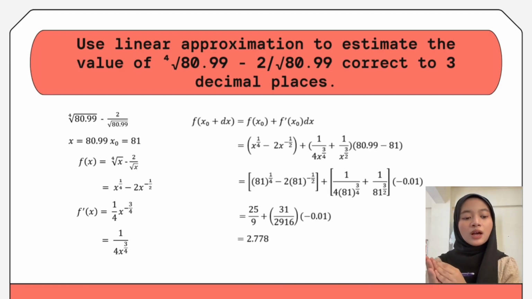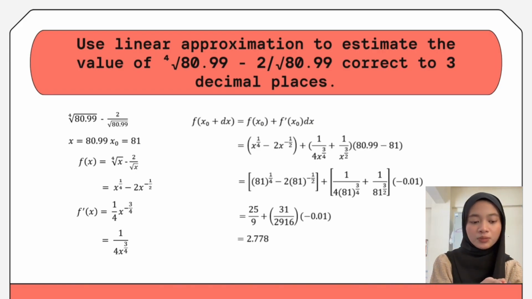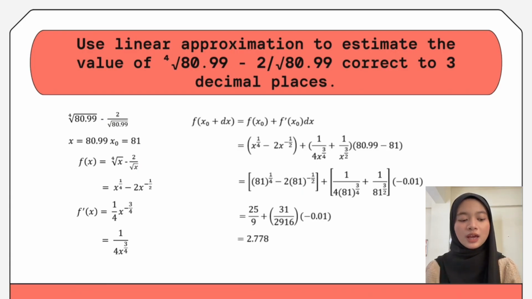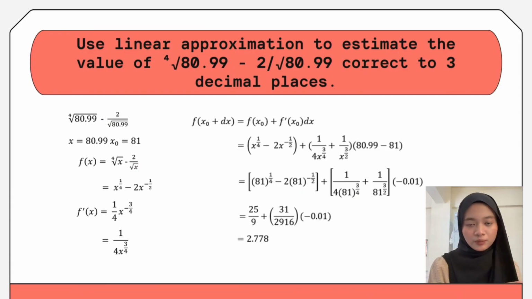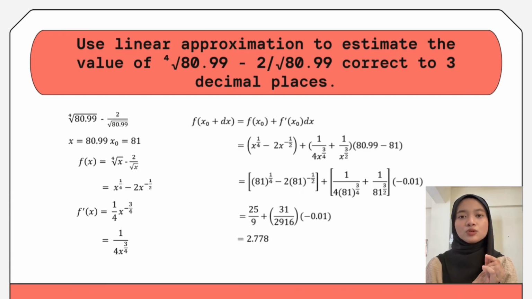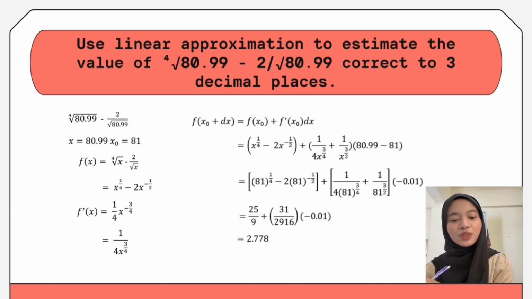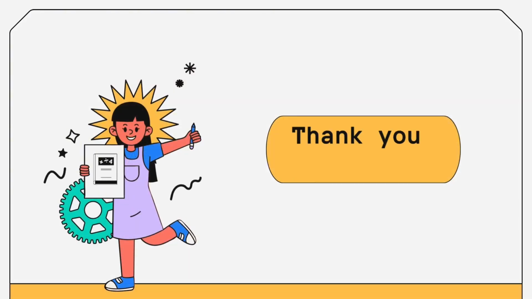So it will be 18.99 minus 19.1, so we will get negative 0.01. Then we just have to substitute the value of x naught with 18.1. For the last answer, we will get 2.778.